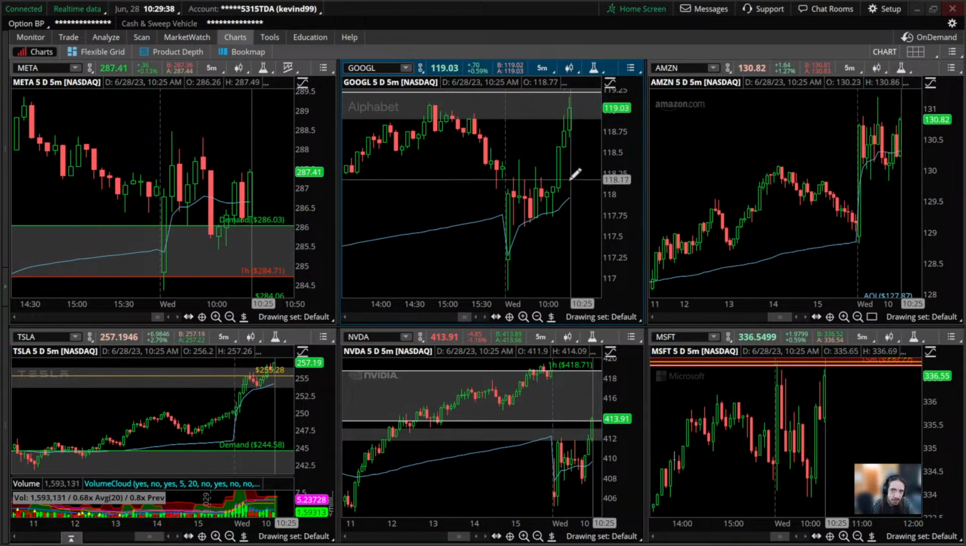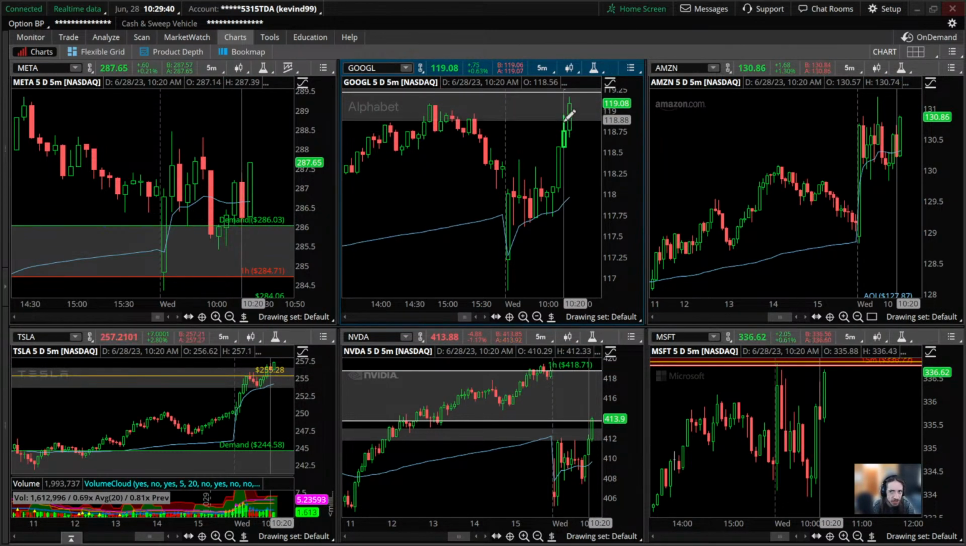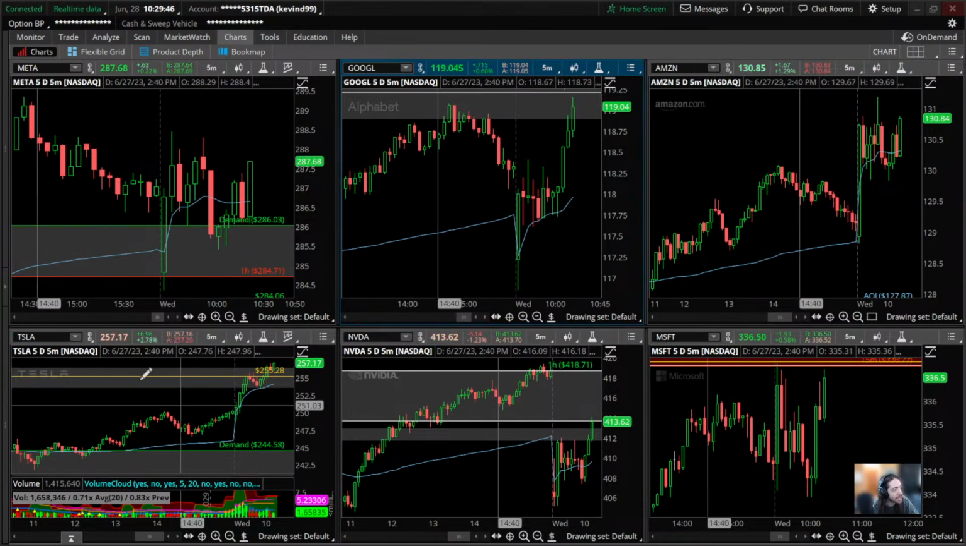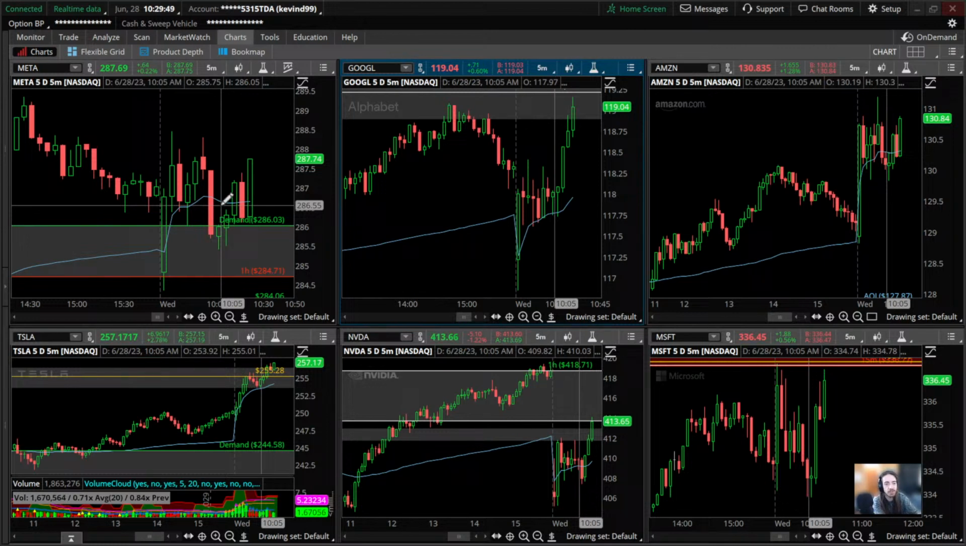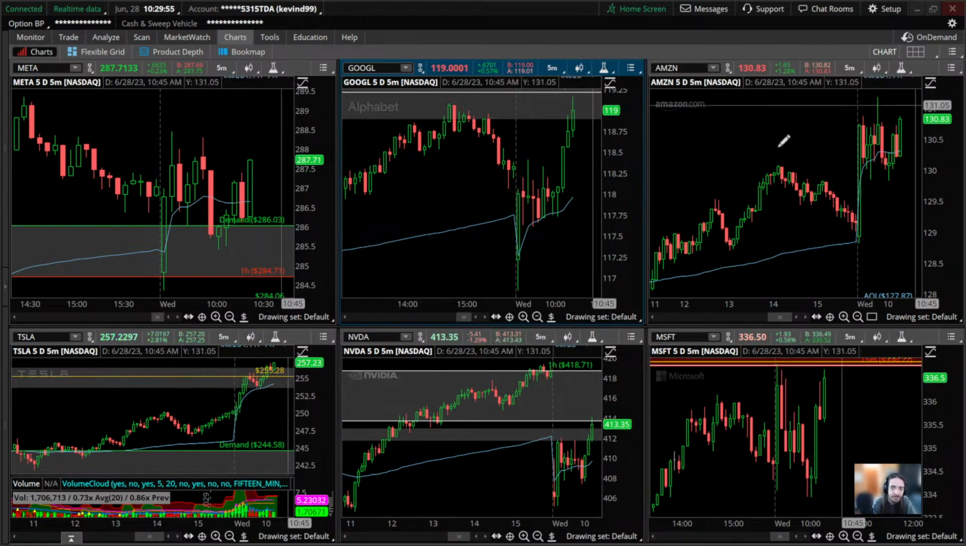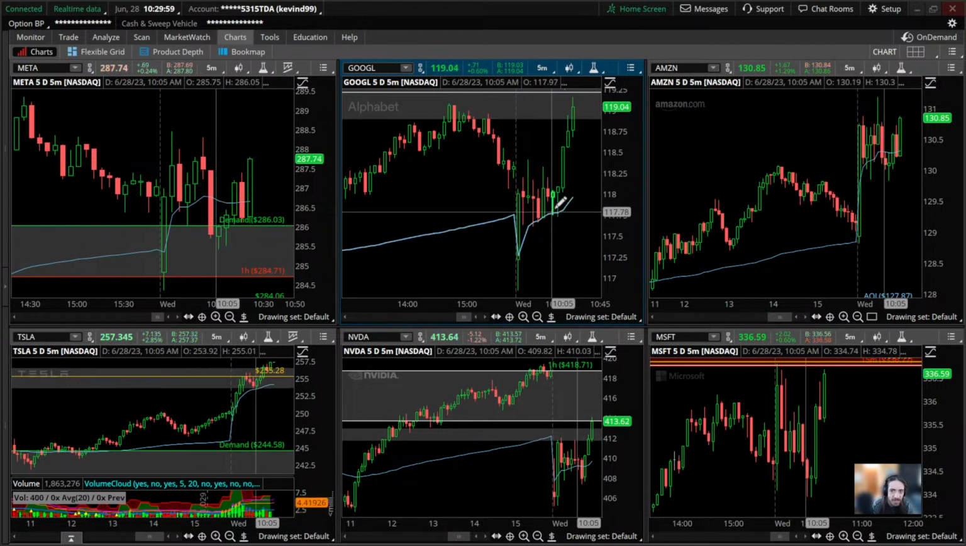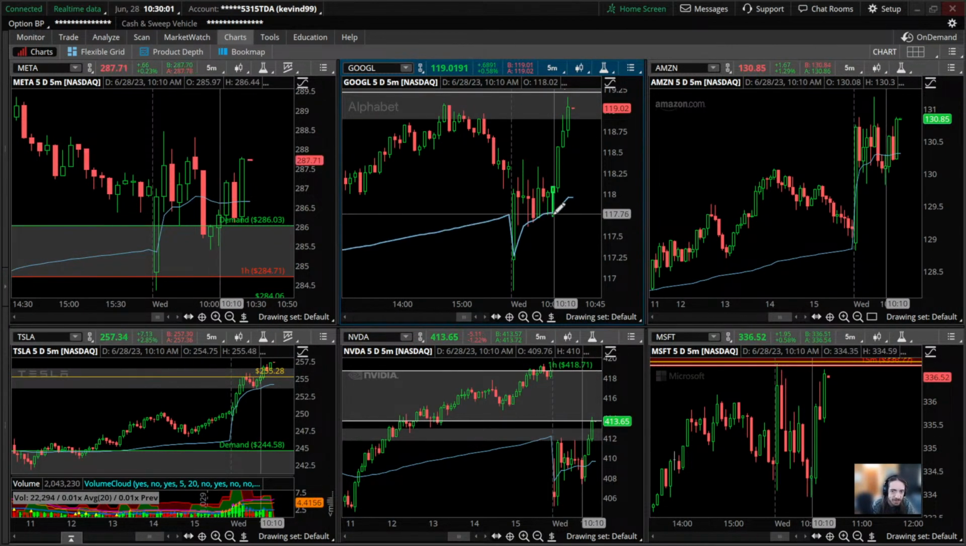Starting to reject again on Google. But remember, guys, we had this rejection from this area of interest, but this rejection failed. We went higher still. So we got to take that for note. You got to always take what every candle's doing as a clue, as a hint, as a sign. What is this candle doing? Why did it do it? These candles down here kept rejecting VWAP, kept holding VWAP. That would have been a great sign to enter at VWAP.